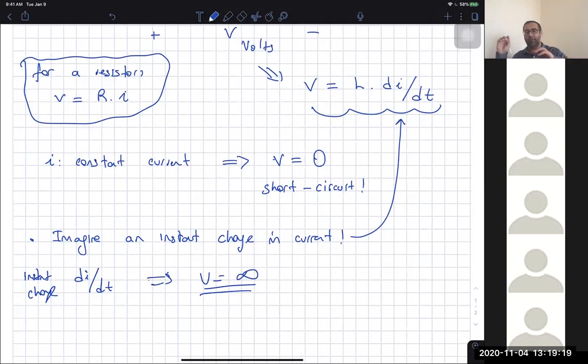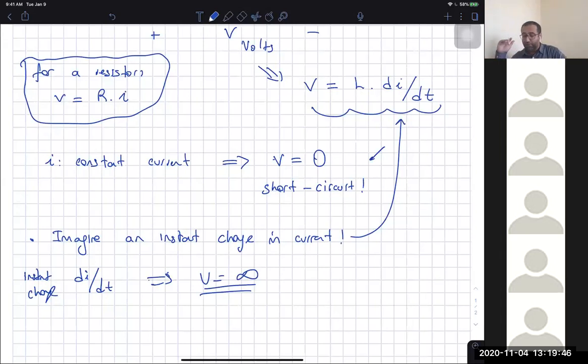So it won't allow that instant change to happen. It will filter this. We will later see the characteristics of these components, I think in the ELE 220 course, but for now, what we should know is if you are trying to apply a constant current, then this will behave like a short circuit. There will be no voltage drop across the terminals of the inductor. That current will directly pass through the terminals of the inductor.